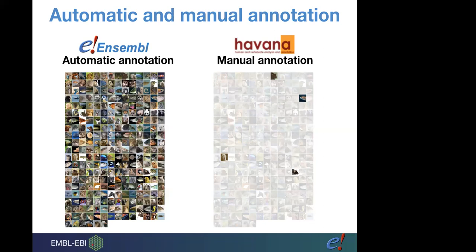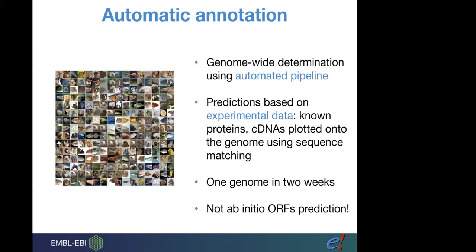So it's based on real biological experimental data. For this, we take protein, transcript, cDNA, RNA sequencing data. We plot them onto the genome using a sequence matching technique. People sometimes think that all we do is screen genomes for open reading frames, but we need to have real evidence that something is translated or transcribed to make that gene annotation. And it takes about a week or two to annotate a genome using our automatic pipeline.